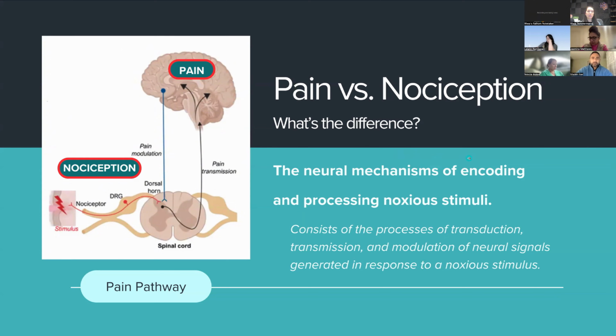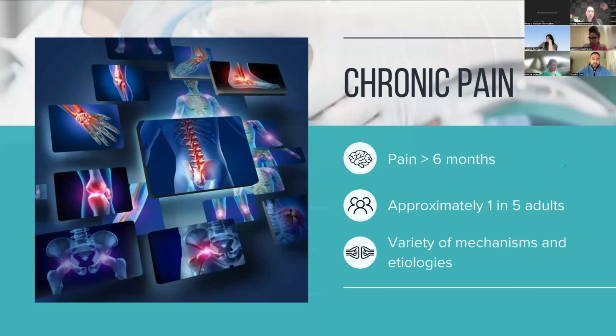So we might sometimes use these words interchangeably, but just remember that these terms are pretty distinct, pain and nociception. We talk about chronic pain. What makes something chronic pain? It's usually pain that is lasting more than 6 months. And a lot of people are affected by chronic pain.